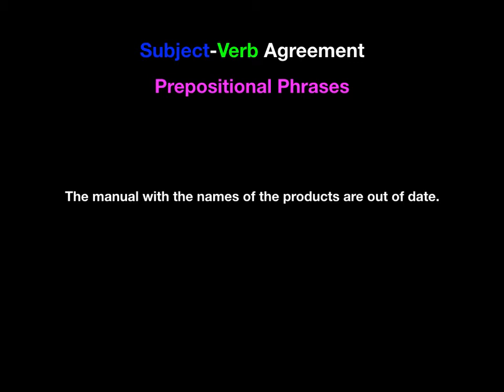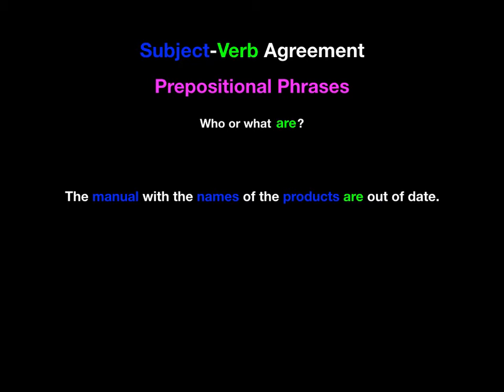The manual with the names of the products are out of date. First, let's identify our verb. We should be able to identify are as a being linking verb. The next step is to identify possible subjects by asking ourselves the questions who or what the verb. So who or what are out of date? There are many potential answers for this question. We can see that products is a noun and answers the question. Names is a noun that potentially answers the question. And manual is also a potential.